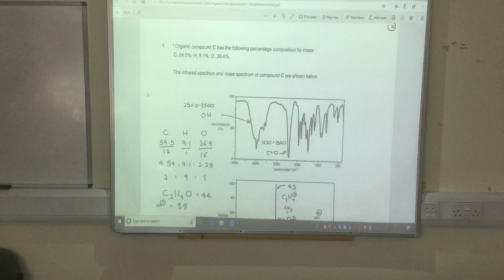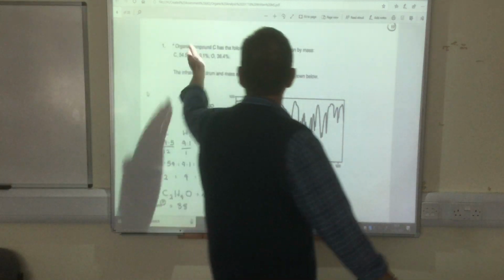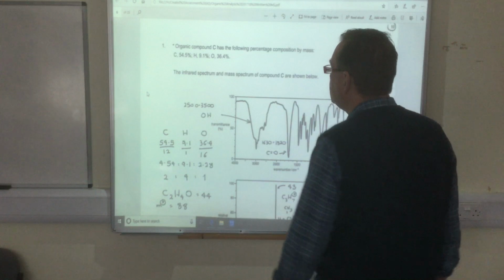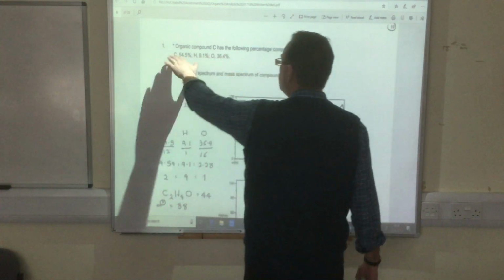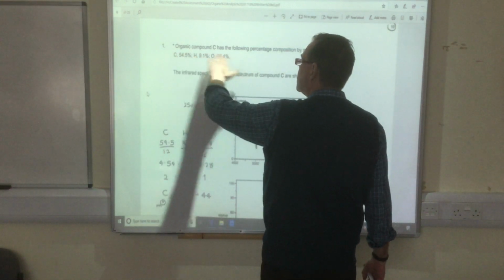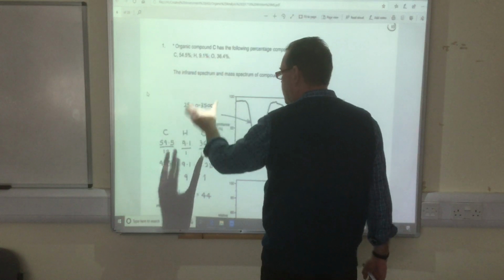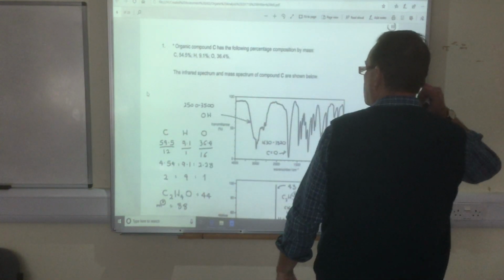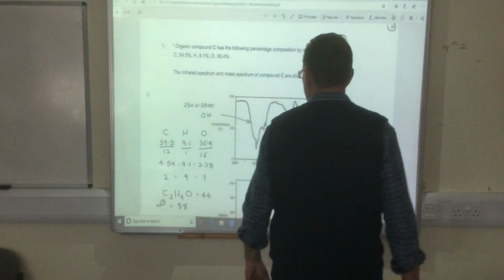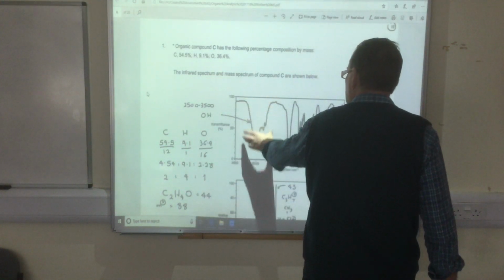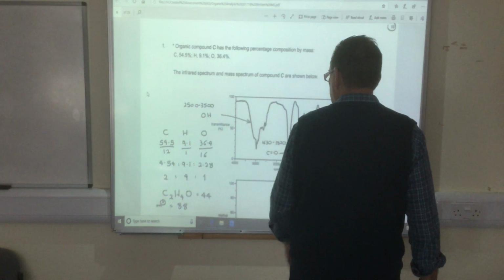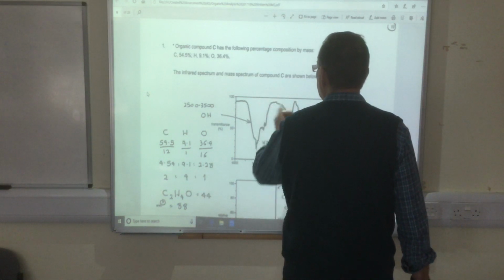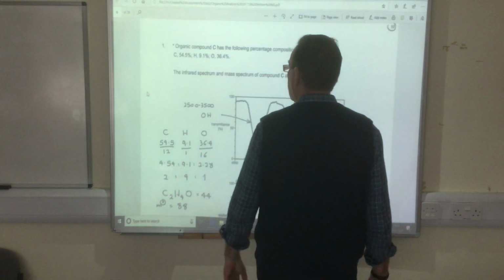What's this baby? Organic compound C, the final percentage composition by mass. Okay, straight away, easy marks on that. Don't make any mistakes on that. You've got to get these right, because if there's one thing you should be able to do, it's those. So be very careful with how you do these. Infrared spectrum, mass spectrum of compound C is shown below. Fat old peak there, OH for sure. C double bond O there, sharp peak there. Screaming at me, carboxylic acid.